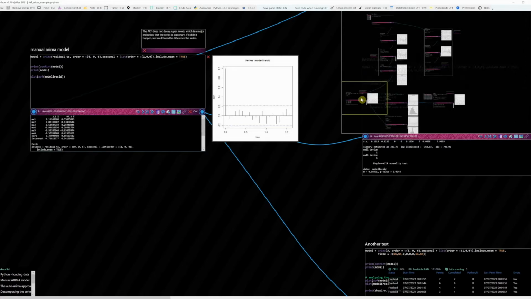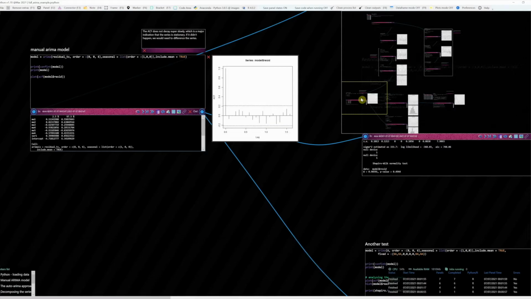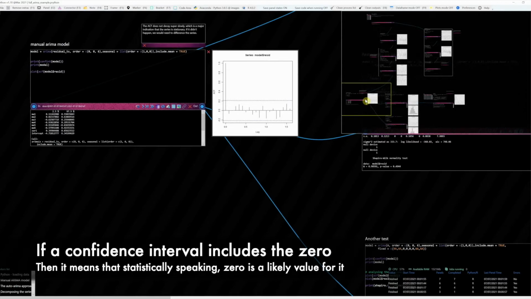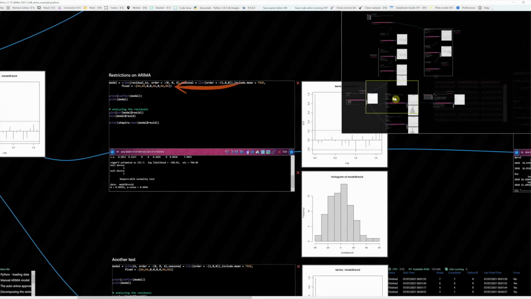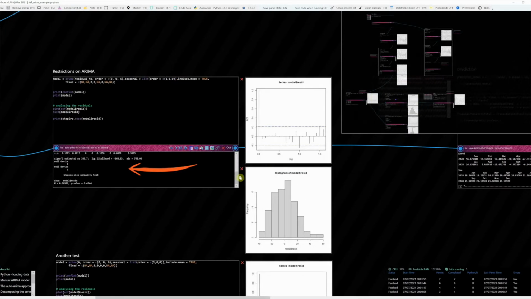I use 6 MA terms here and 1 lag at 12-month periodicity. Note that I am not differencing the series, since the series seems to be stationary. Okay, now look at the parameters. Many of them are garbage, including the zero. Not a problem. I will impose some restrictions using the fixed parameter by setting them to be zero. Nice. Now I have all the coefficients that are statistically significant, meaning they are statistically different from zero.